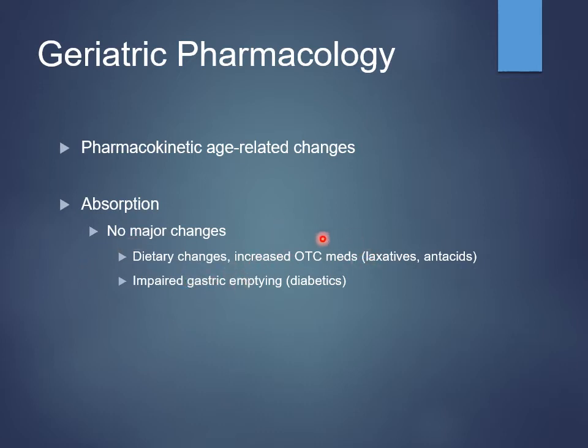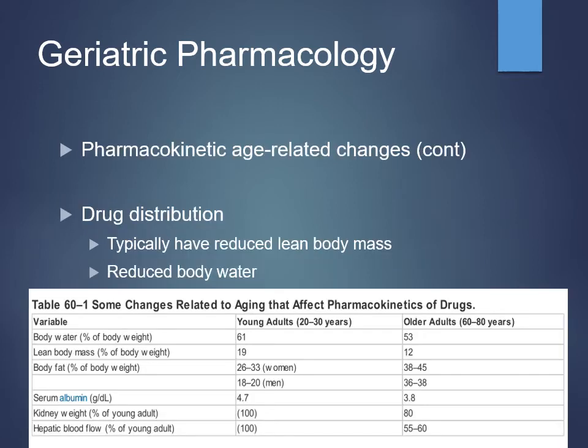Look for increased use of OTC medications like laxatives or antacids. All of those can potentially affect how well a drug is absorbed. Also look at things like impaired gastric emptying, like diabetes with gastroparesis. That can also delay absorption of medications. Now, the big things to focus on from the drug standpoint are more the distribution, metabolism, and excretion of medication.